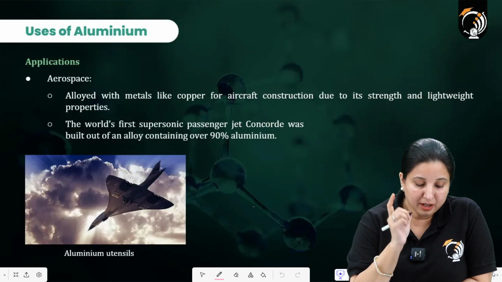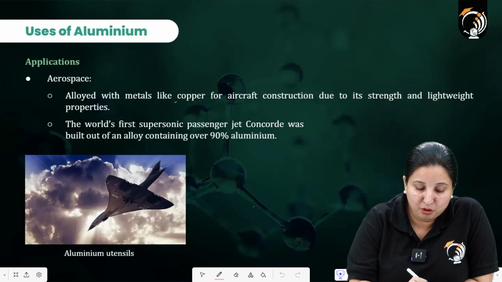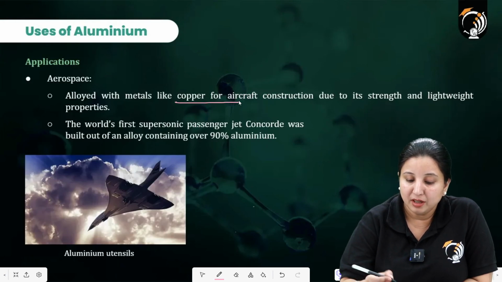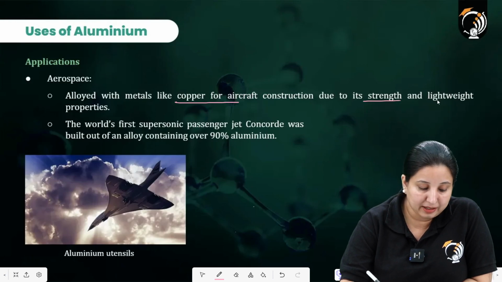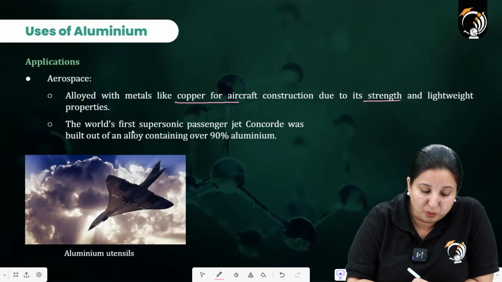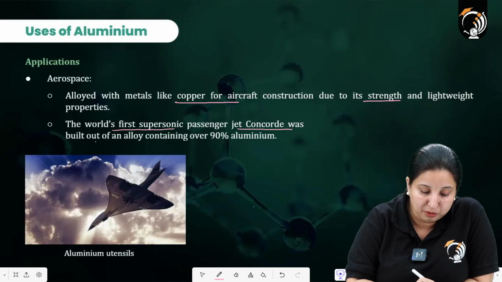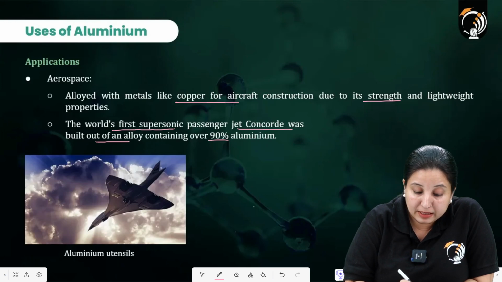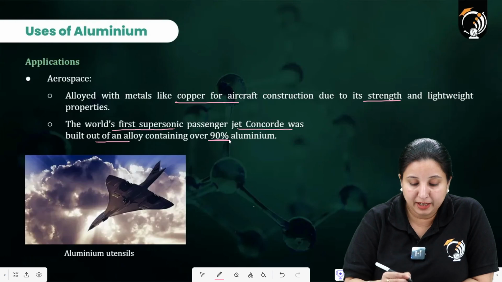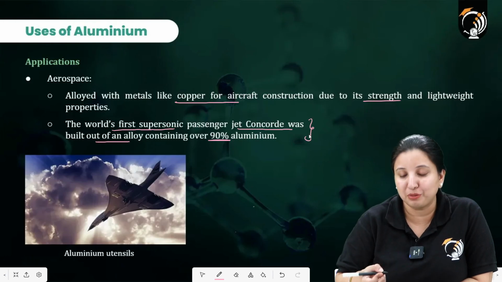Aerospace. Now we just came to know that it is lightweight. So alloys with metals like copper are used for aircraft construction. Why? Because of the strength and the lightweight properties. And the world's first supersonic passenger jet, Concorde, was built out of an alloy containing over 90% aluminium. It is only for your knowledge. No question is going to come from here.